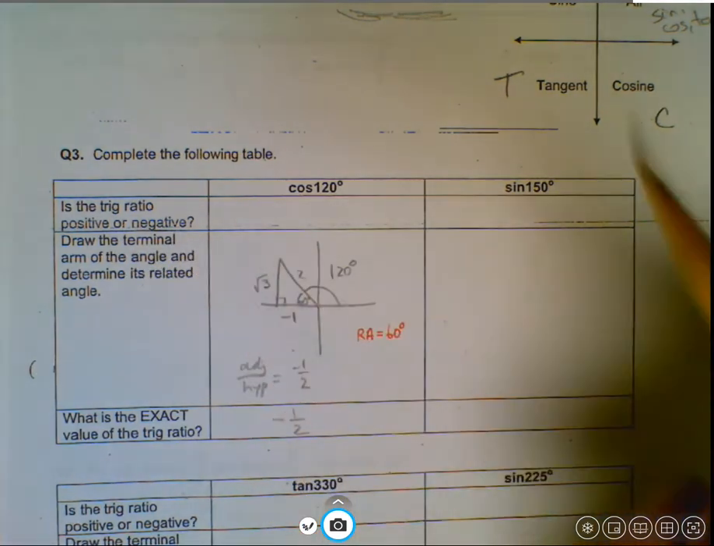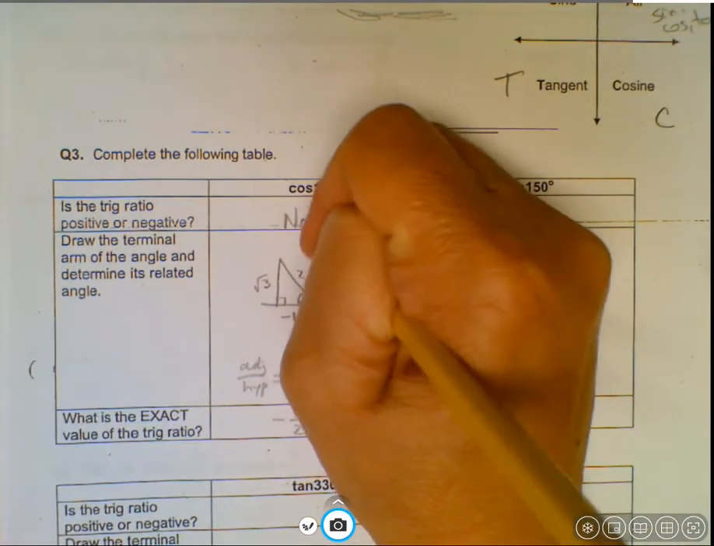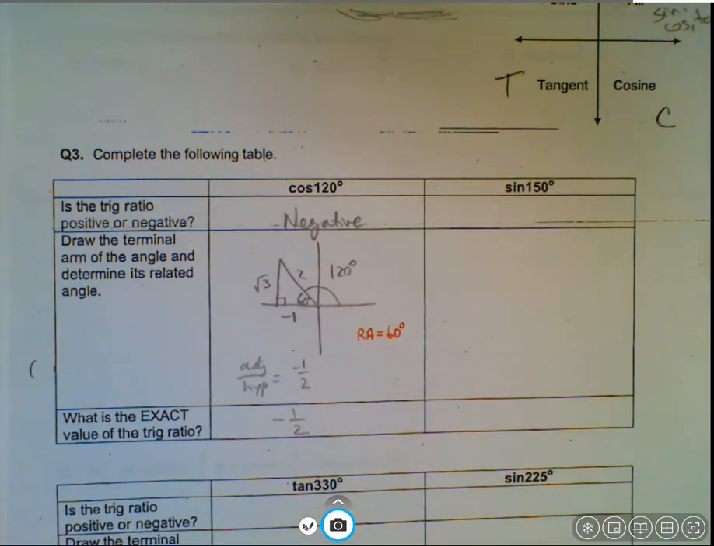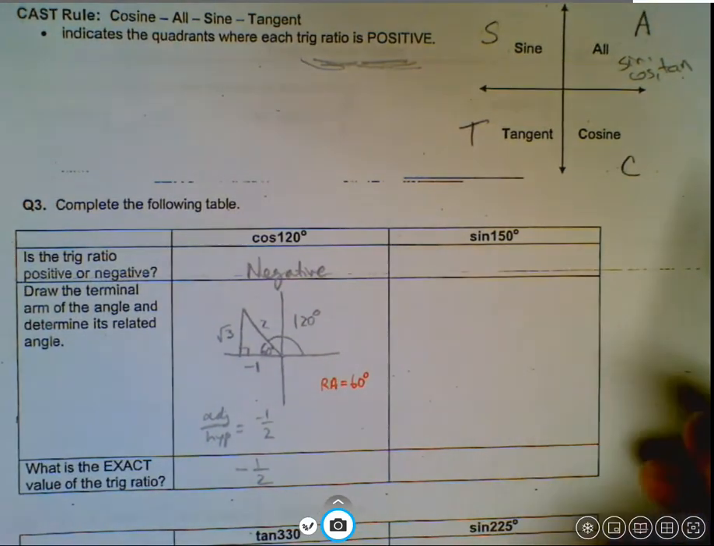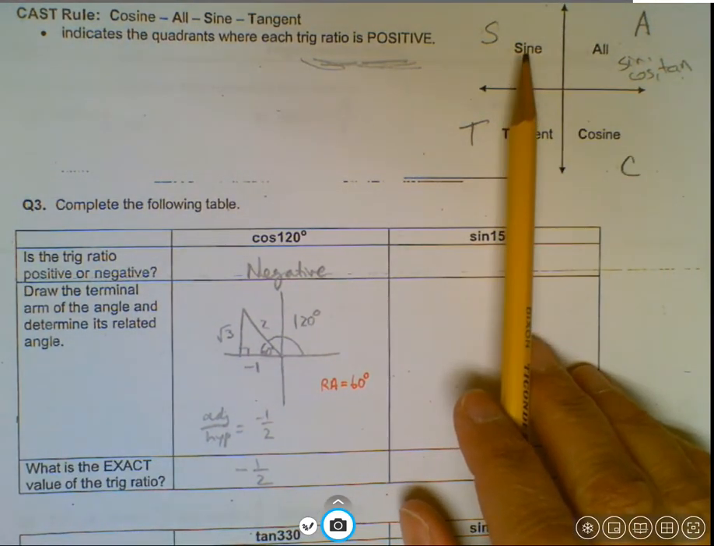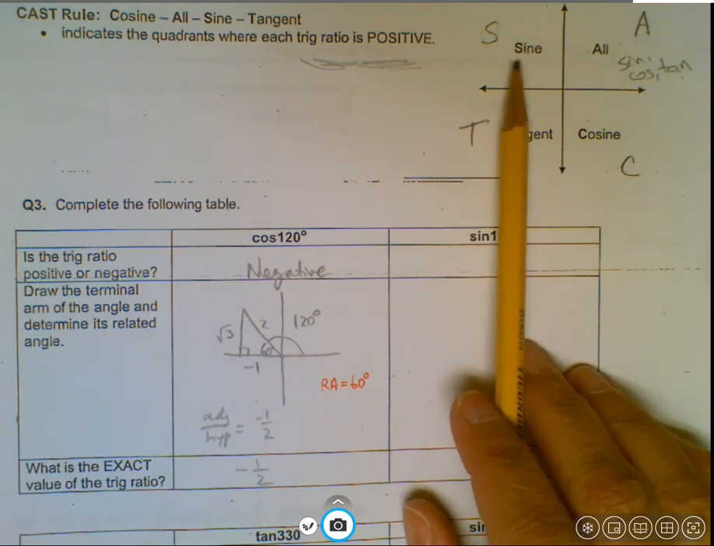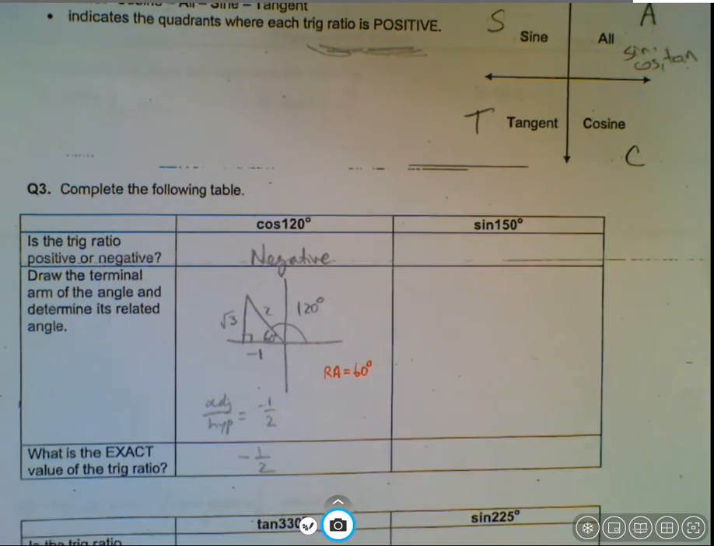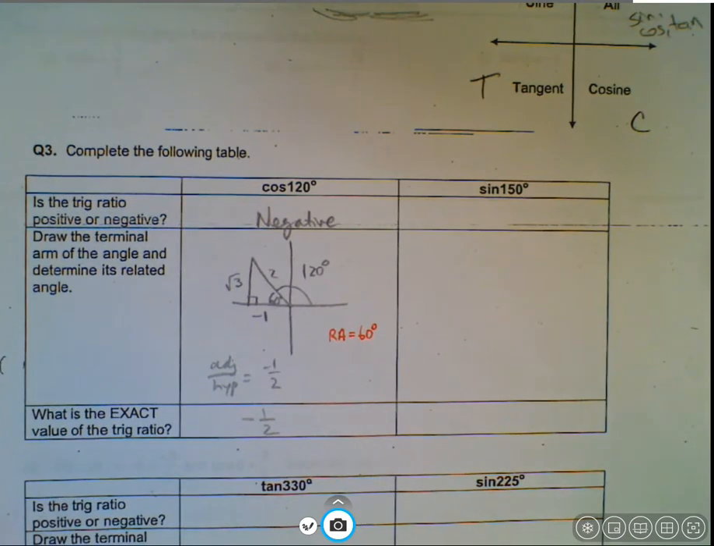Is the trig ratio positive or negative? It is negative. And if you like, now you can check with CAST. CAST says that when your angle is in quadrant 2, only sine is positive. So it makes sense that cosine is negative. All right, let's try the next one.